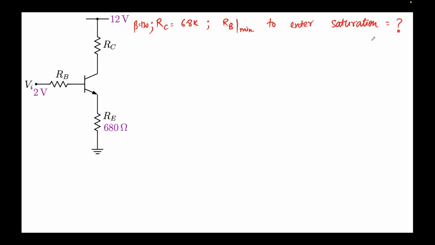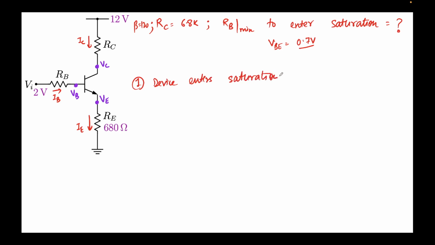RB to enter saturation. Again VBE will remain forward biased, so it is 0.7 volts. These are the currents that we'll play with, and these are the node voltages. So we are required to find the minimum at which the device falls into saturation. When will our device enter into saturation? It will enter into saturation when VCE becomes less than or equal to 0.2 volts. The equality denotes the onset of saturation. So when this condition is satisfied, our device will enter into saturation.